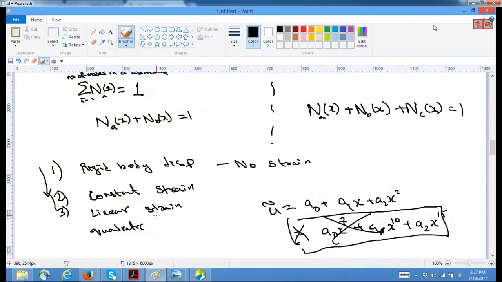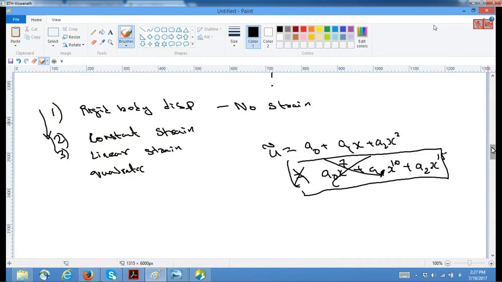In the same manner, the strain has to be no strain, constant strain, linear strain, quadratic, introduced in a gradual fashion. If such a thing is done in your polynomial assumption, then it will always give you better convergence at a later point of time. At this point, this is quite enough, and then let's go to the next topic.